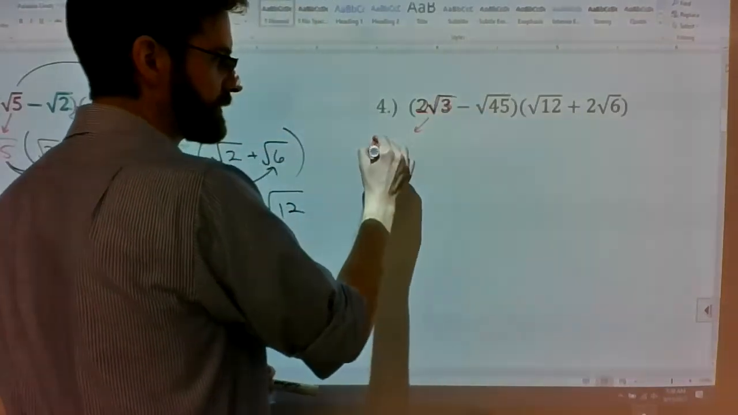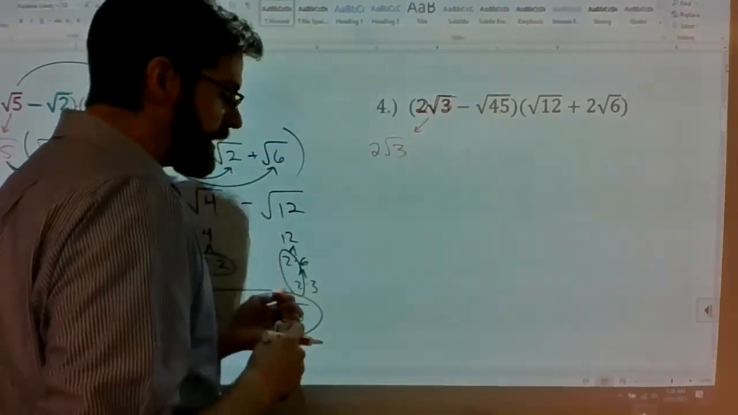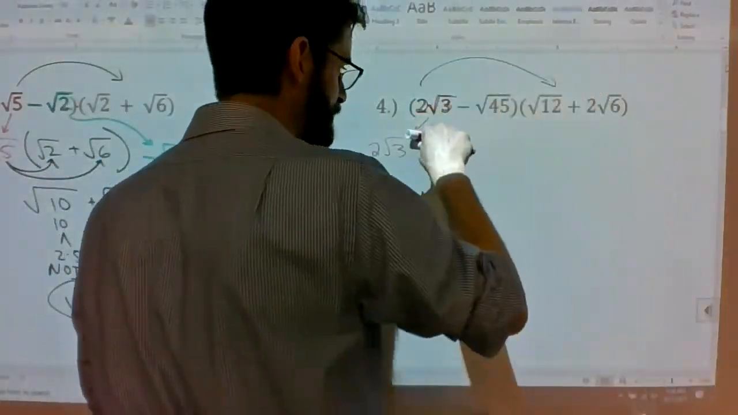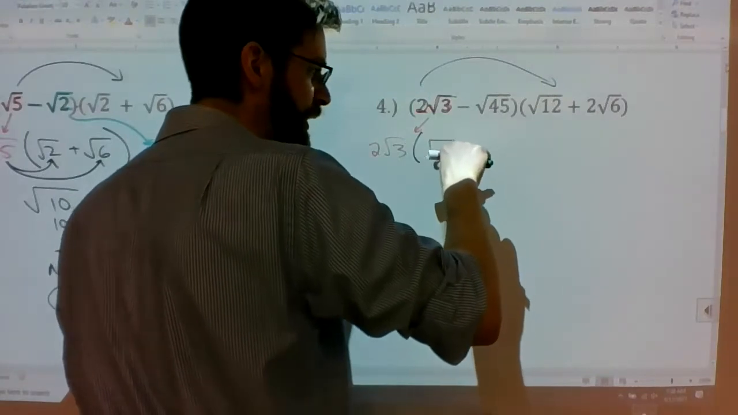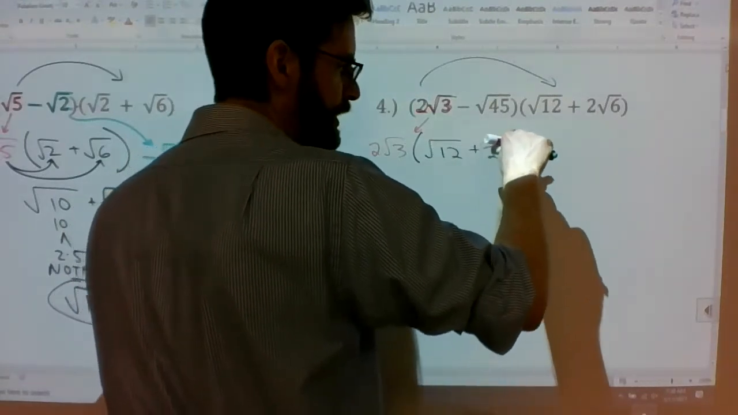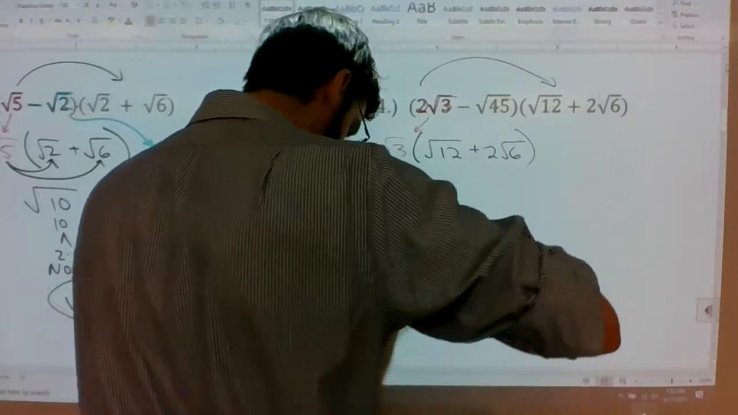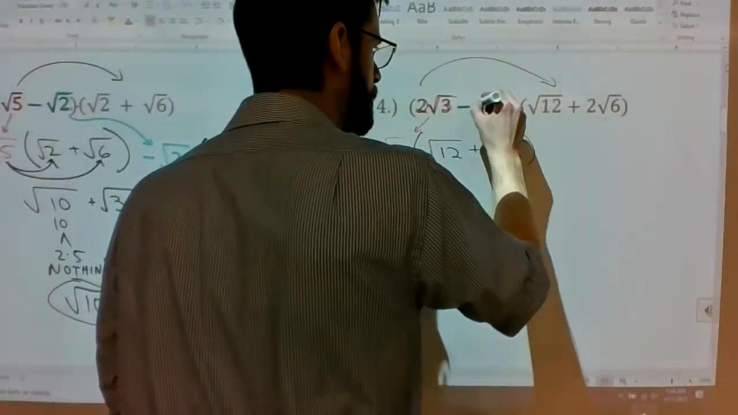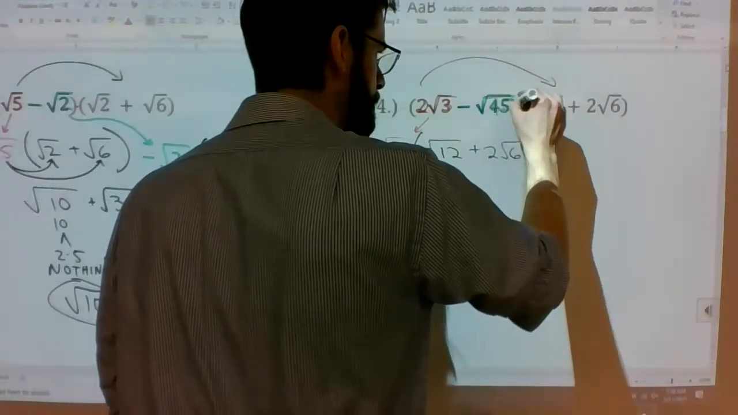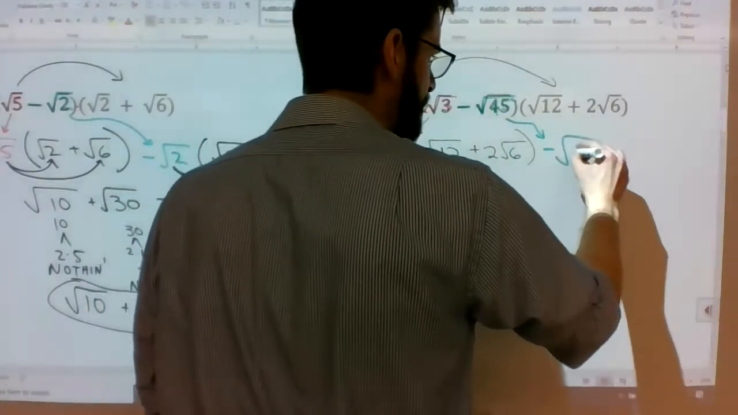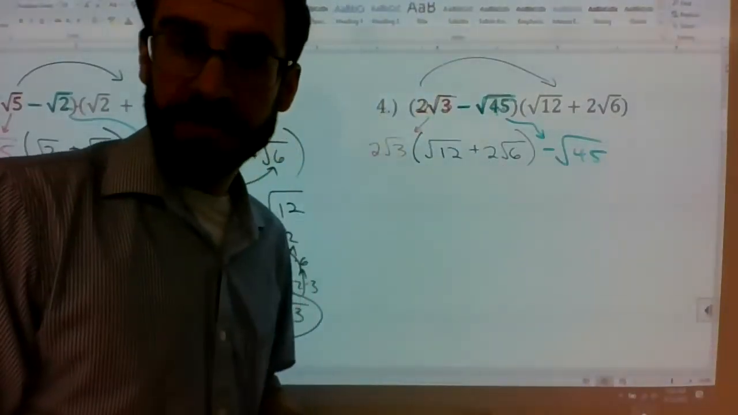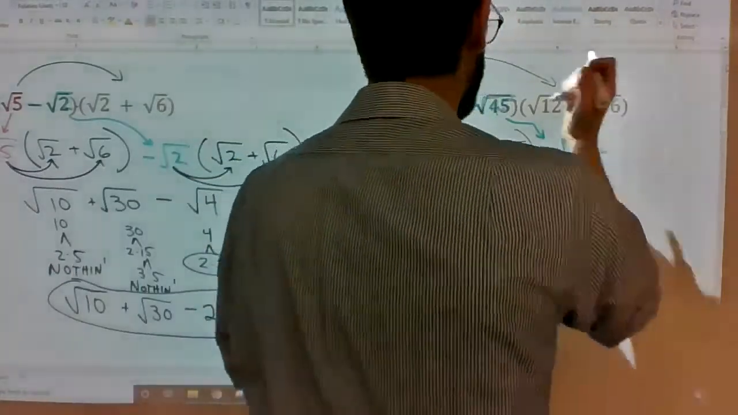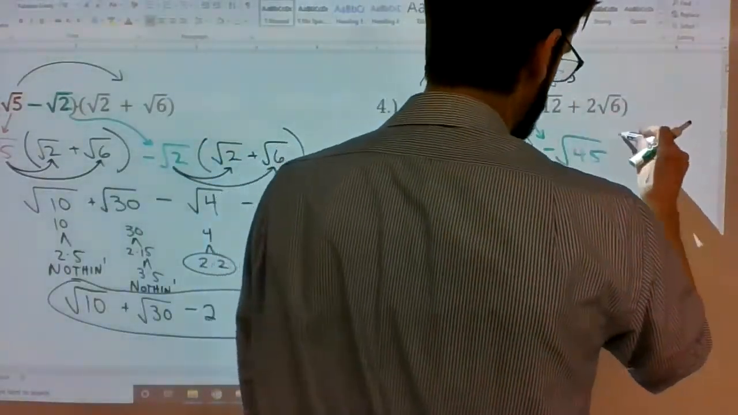So this guy has got to be multiplied by everybody in the second group. So I'm just going to rewrite it, put it side by side. Visualizing the distributive property usually works better that way. And then in green, I'm going to go over here. Negative root 45 is going to be written side by side with root 12 plus 2 root 6, because it's got to be multiplied by everybody too.